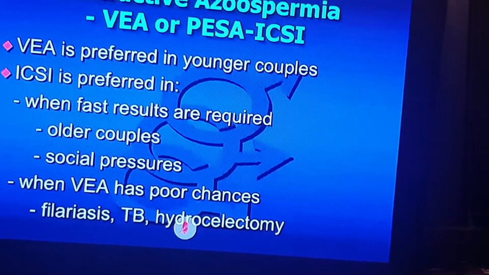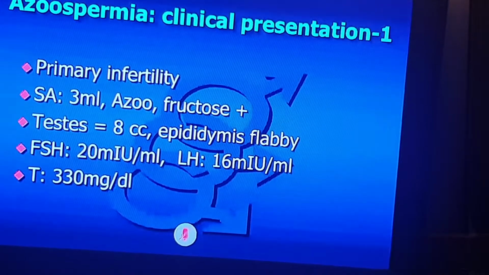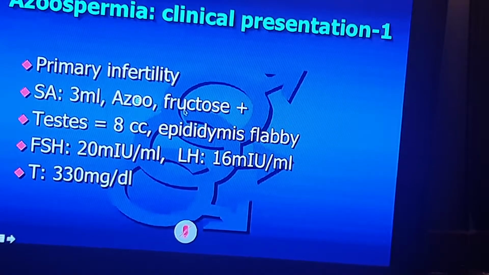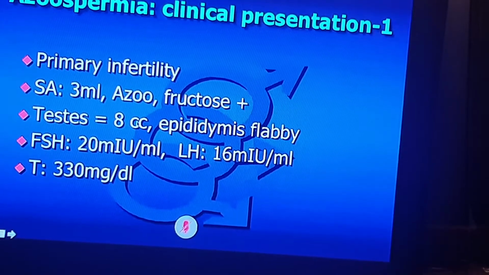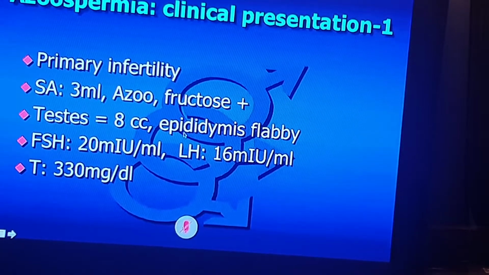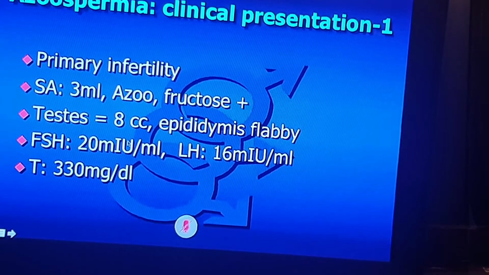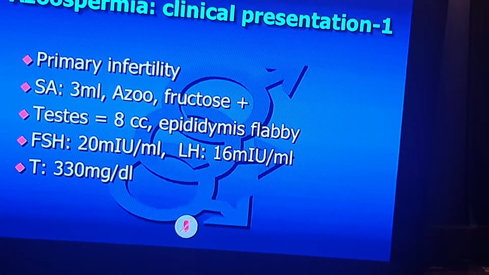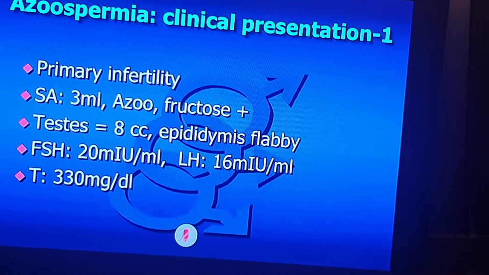Now, here's the other type of azoospermia, which you will often see in the clinic. Good volume, azoospermia, fructose positive, but the testis is very small. Epididymis is flabby, FSH is high. This is obviously a case of testicular failure. You do not need to do a testicular biopsy here to prove that it is testicular failure.